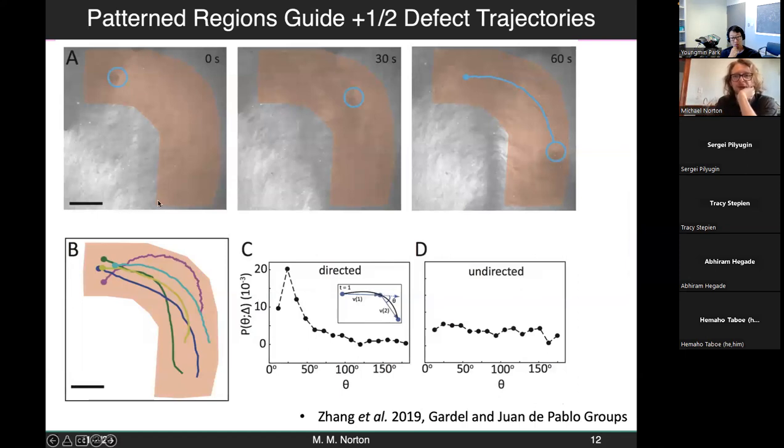I guess it's worth pointing out some of the other work that's been done in this area. There's not a whole lot, but this is work done by Margaret Gardel and Vincenzo Vitelli's group in Chicago. It's not a microtubule system, it's an actin system with different motors, but nonetheless they are light activated. It's a little hard to see in these images, but they've created this elbow shape, sort of like a racetrack, and the defects preferentially follow that track. These are showing some of the trajectories of those plus-half defects as they move.